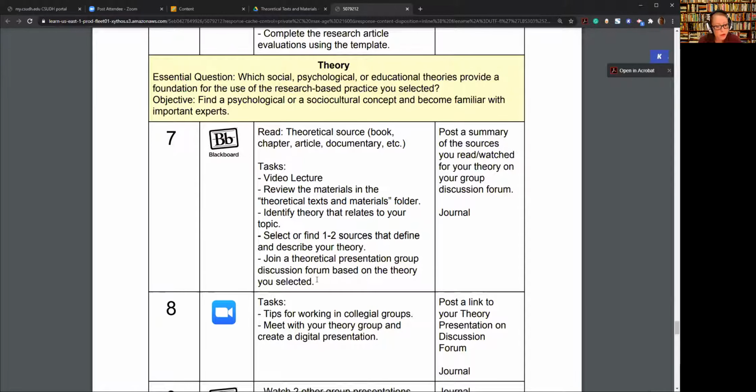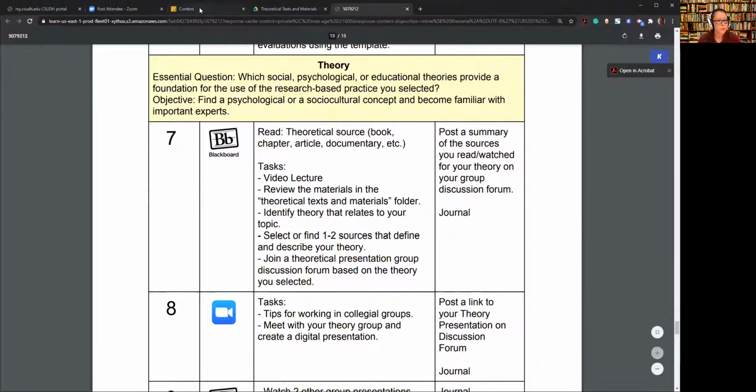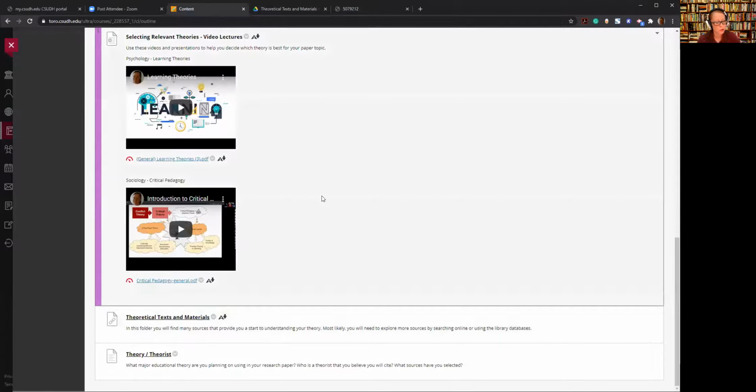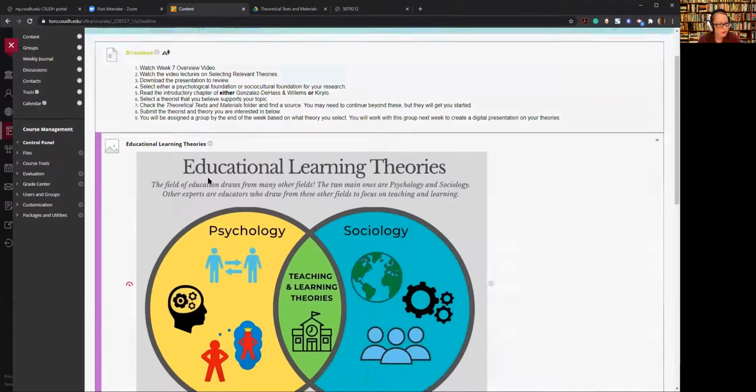And then you're going to join a group. Now, you will notice when you come here, there is not a group set up yet. And that's because what I want you to do first is complete all of these things.